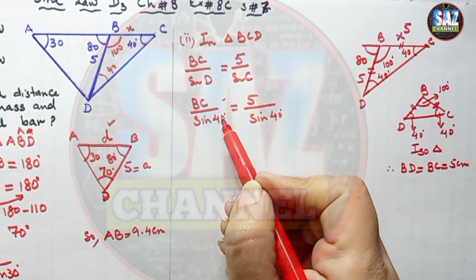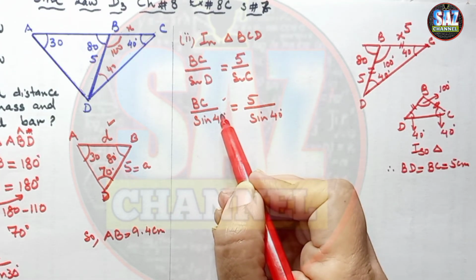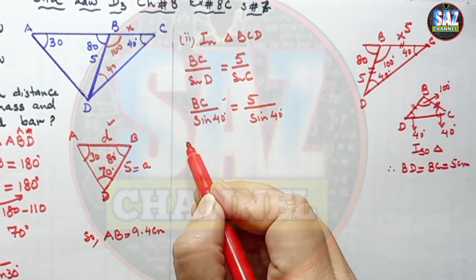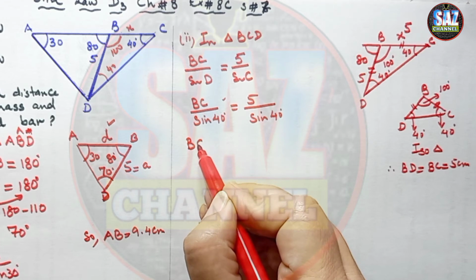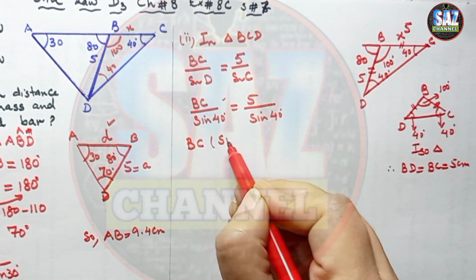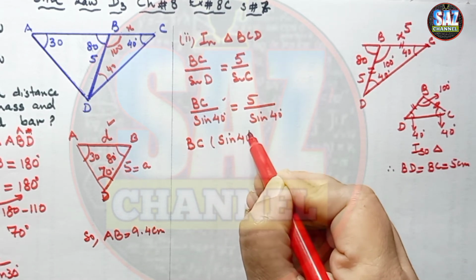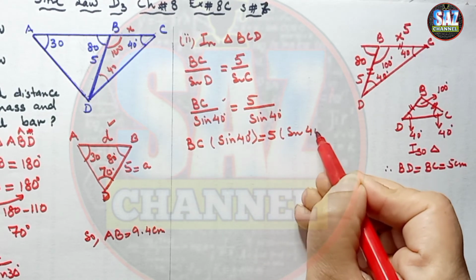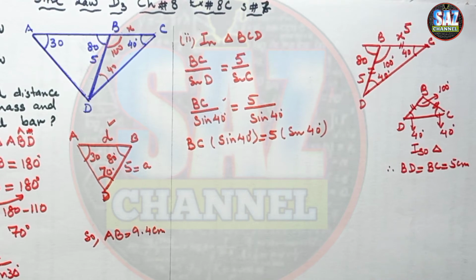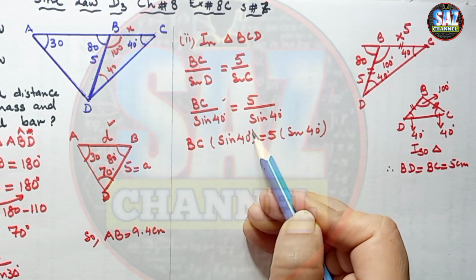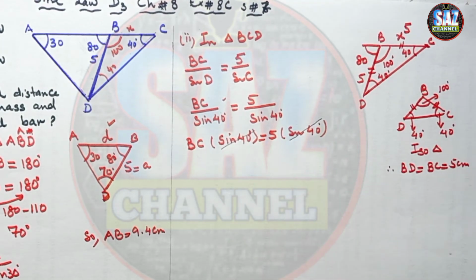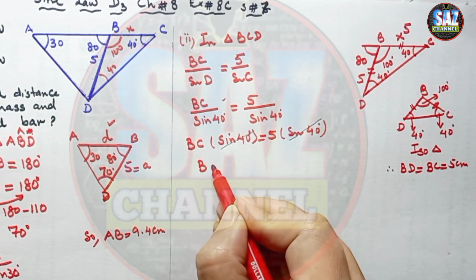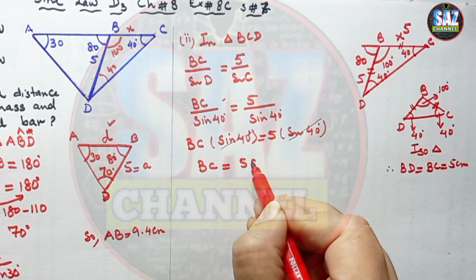Now, instead of finding the value, we can simply cancel this sine 40 with this sine 40, or further we can go for cross multiplication. BC into sine 40 degrees equals to 5 into sine 40 degrees. I will prefer to cancel this sine 40 with this sine 40 instead of finding the value with the help of calculator, and I will be left with BC equals to 5 centimeter.